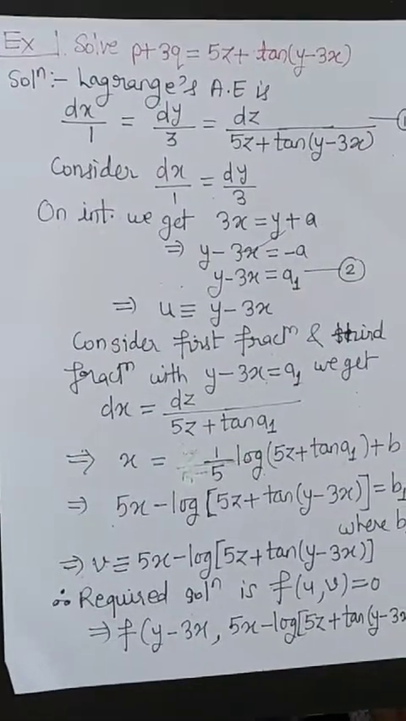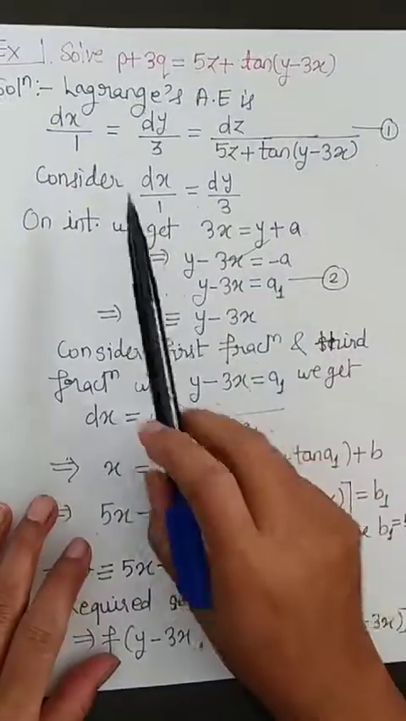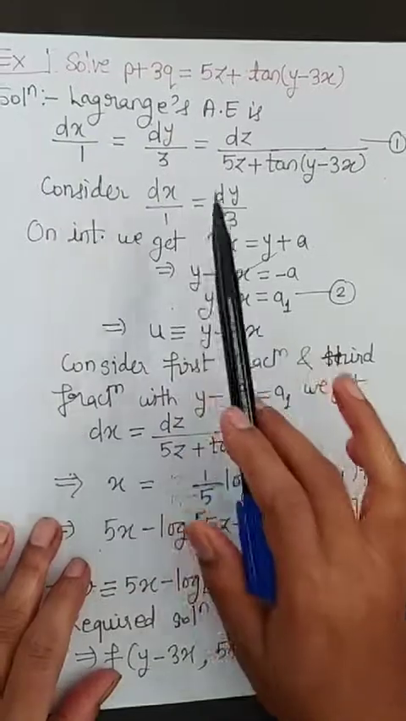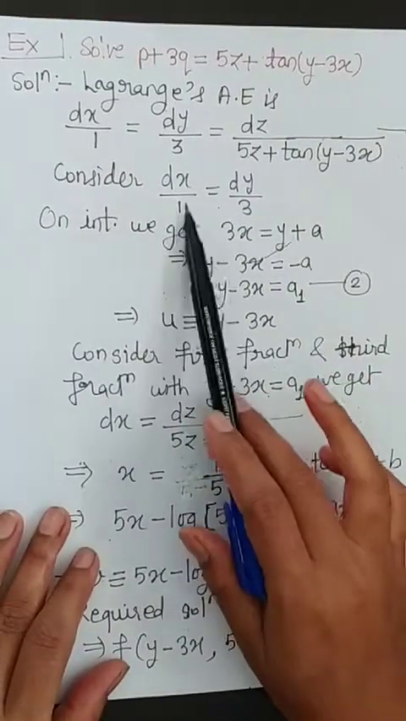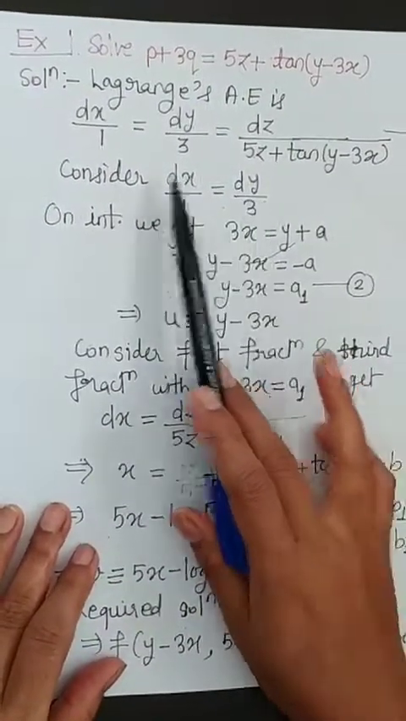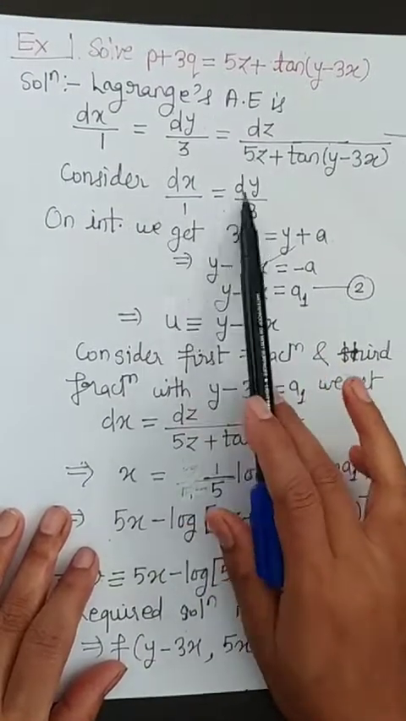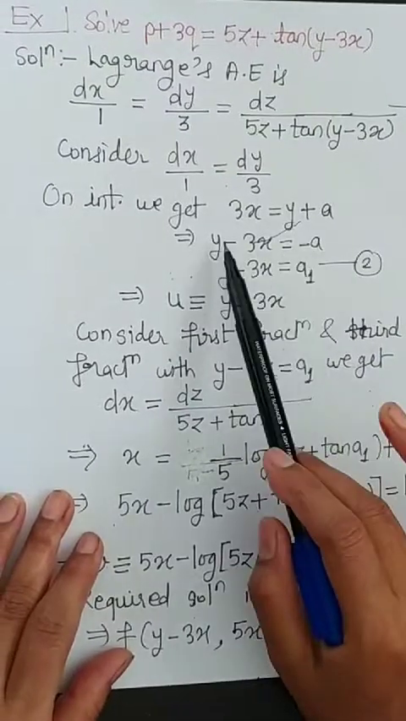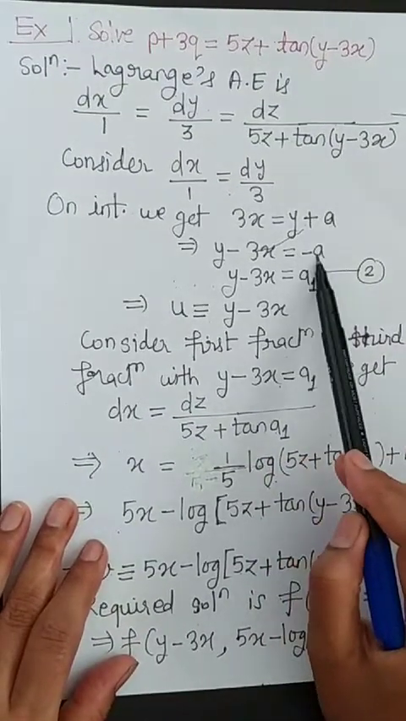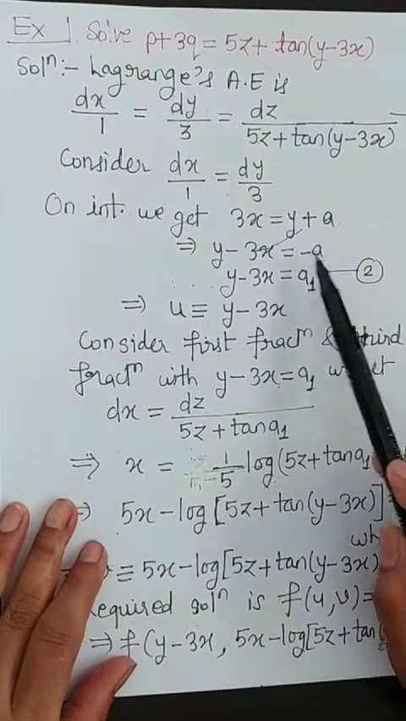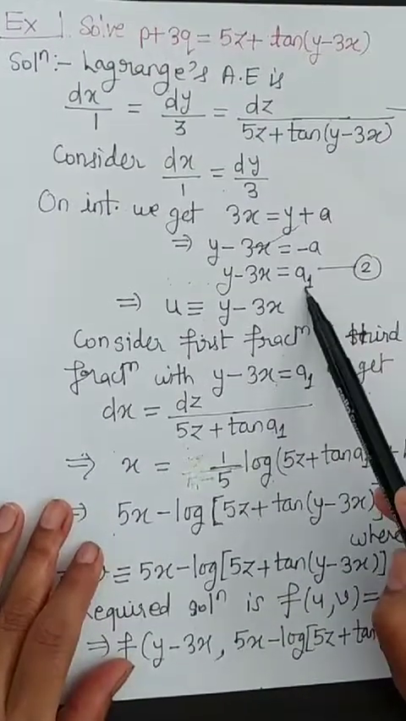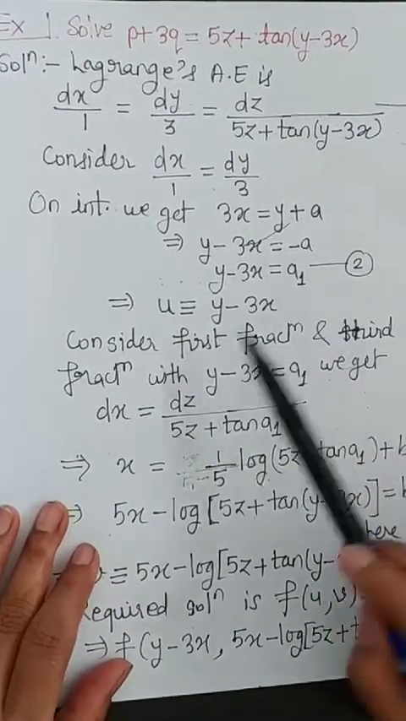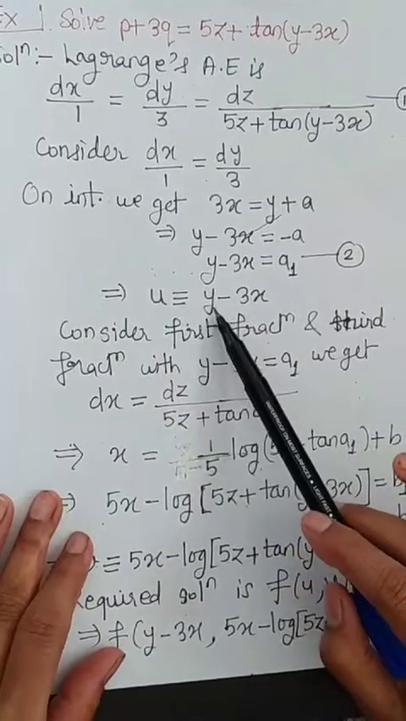Okay, so we'll write Lagrange's auxiliary equation. Can we consider the first and second fraction? Yes. So consider, rearrange, multiply this by 3, 1 over here, so integration. So it is 3x equal to y plus a. So y minus 3x will be minus a. Remember, a is an arbitrary constant, so minus a will also be a constant. Let us denote it by a1. So y minus 3x is a1, where a1 is minus a, right? So the first solution is y minus 3x.